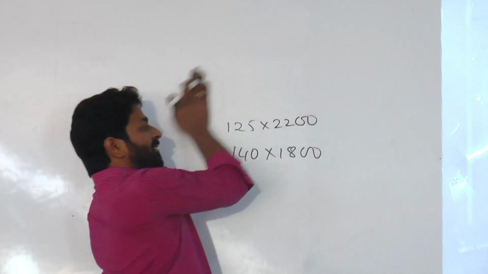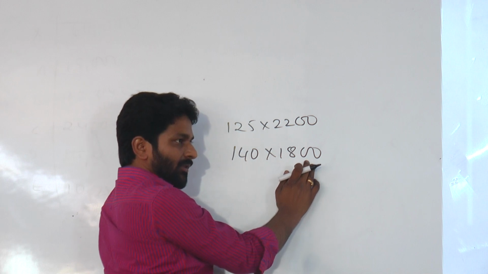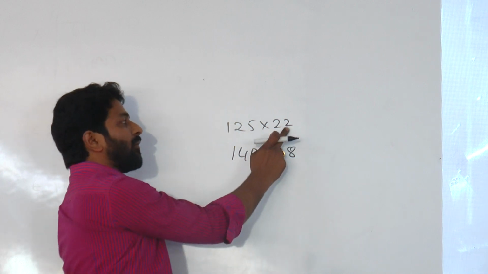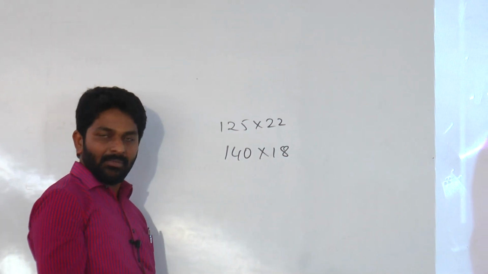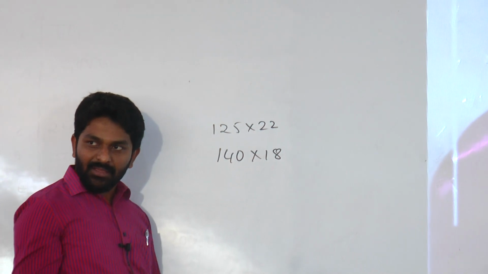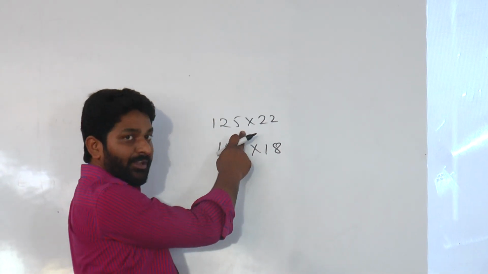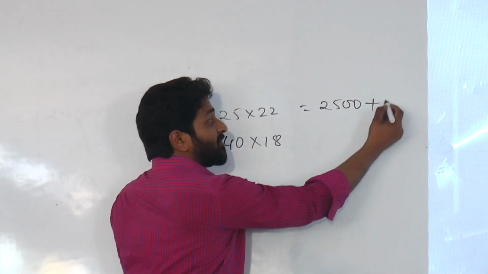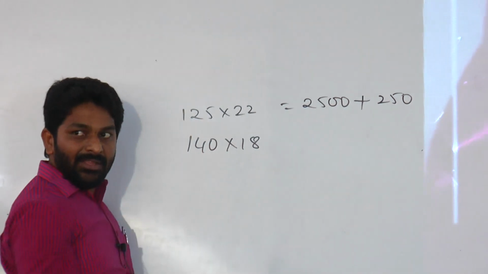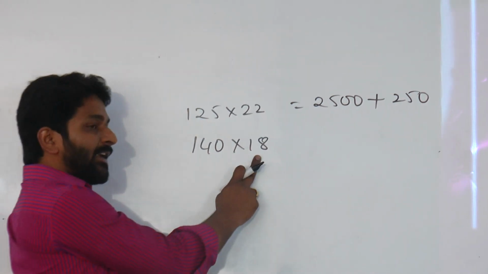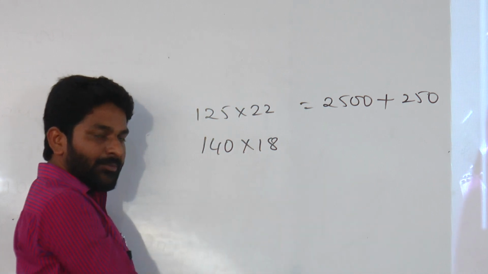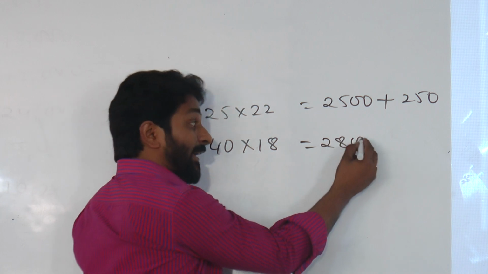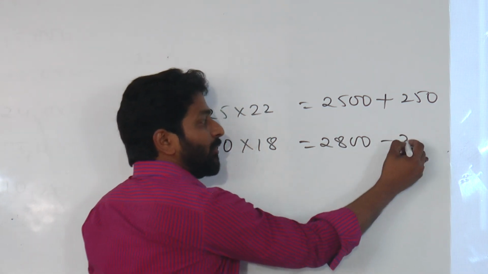Now let's see. Forget about 2 zeros. I will write 2 zeros at the end, no issue at all. Let's simplify this. I want to take 22 times of this number. 20 times plus 2 times, is that okay? 10 times of this number, 1250. 20 times 2500 plus 2 times 250. Don't add, let it be like that. Next 18 times. Here also 20 times minus 2 times. 10 times 1400. 20 times 2800 minus 2 times 280.